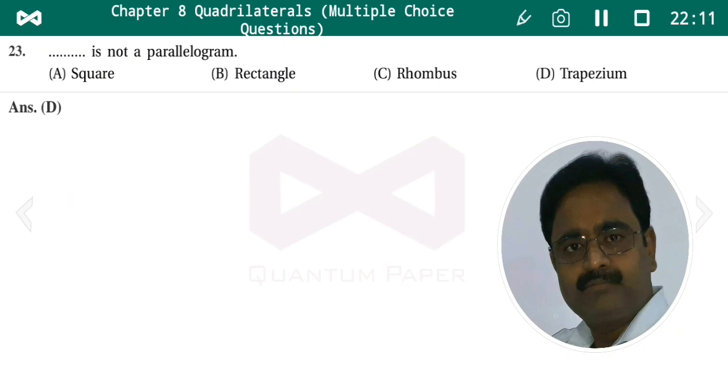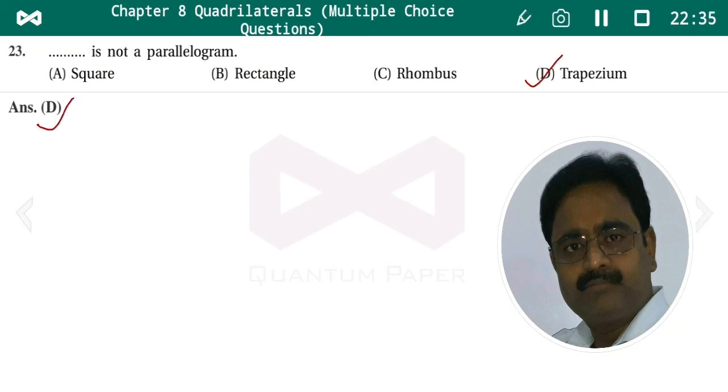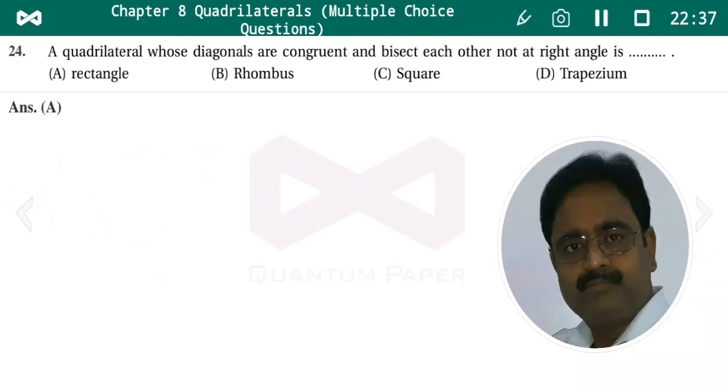Is not a parallelogram. कौन सा पैरेललोग्राम नहीं है? स्क्वायर. स्क्वायर तो पैरेललोग्राम है. इसके बोथ द पेयर ऑफ ऑपोजिट साइड्स आर पैरेलल. Rectangle, in this also, and rhombus is also, both pairs of opposite sides are parallel. But trapezium has only one pair of opposite sides parallel. That's why trapezium is not a parallelogram. Right friends, let's move on to the next question number 24.